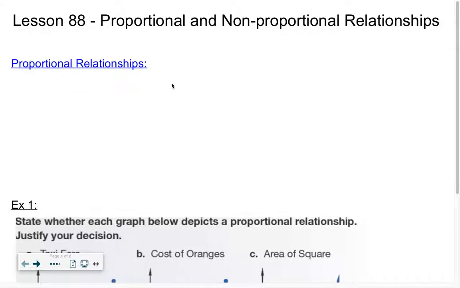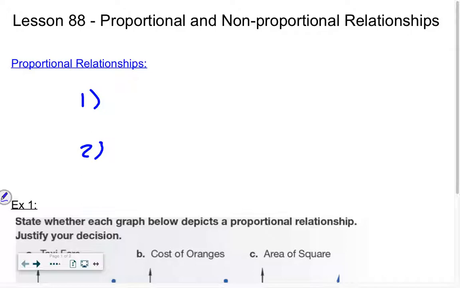So for lesson 88, we're looking at proportions, or proportional relationships versus non-proportional. We've actually talked about this topic already, but lesson 88 is kind of a refresher, or a review of what we've already talked about. If we say that something is proportional, we're also saying that it can be a direct variation. And we had a couple of things that we were looking for.